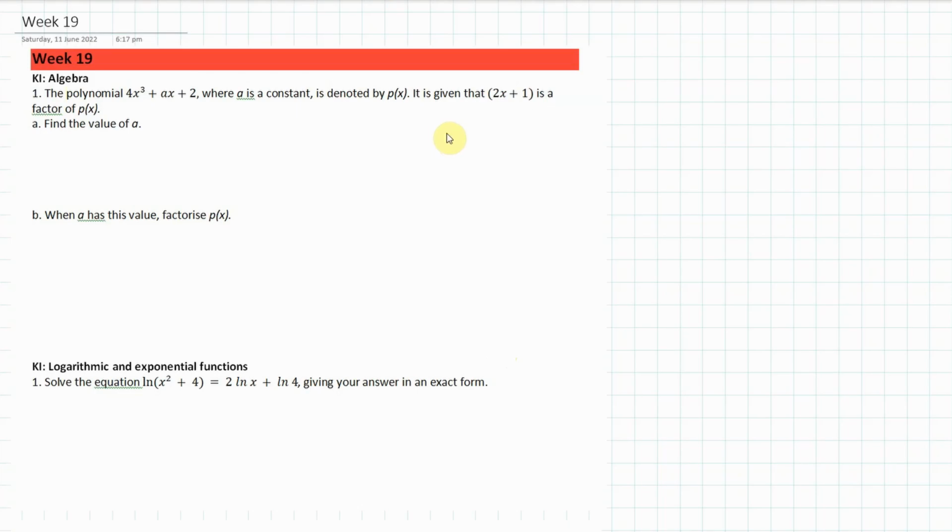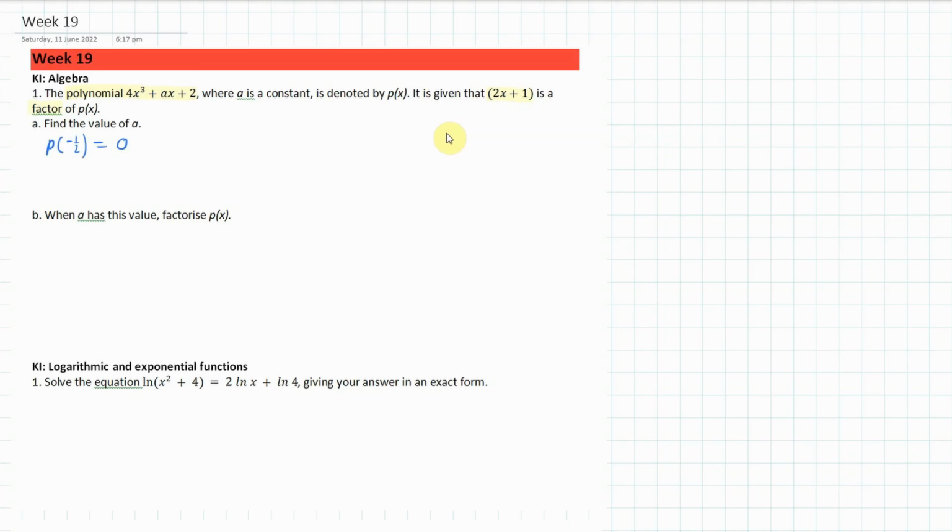And we have the polynomial 4x cubed plus ax plus 2. A is a constant, it's denoted by p(x), and we know that 2x plus 1 is a factor of p(x), so we've got to find the value of a. Well, if it's a factor, that means that p(negative 1/2) should be equal to 0. Okay, it's a root. Minus 1/2 is a root.